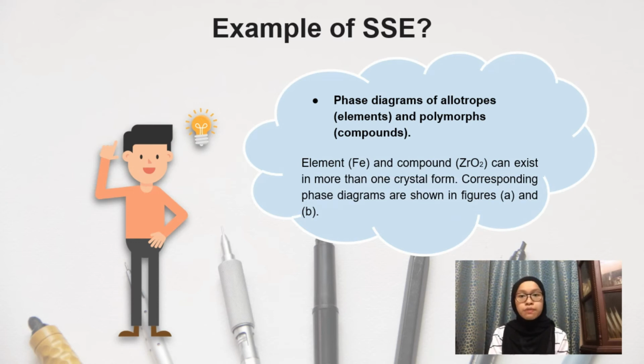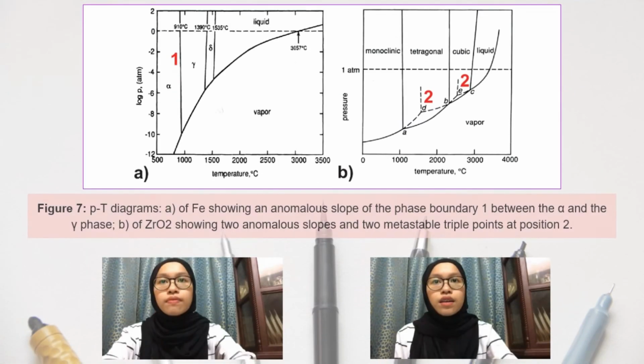Now, I'm going to explain the example of SSE, which is on the phase diagrams of allotropes and polymorphs. Elements such as ferrum and compounds such as zirconium oxide can actually exist in more than one crystal form. So, how does this example relate to solid-solid equilibrium? I'm going to explain in detail based on the phase diagrams shown in figures A and B.